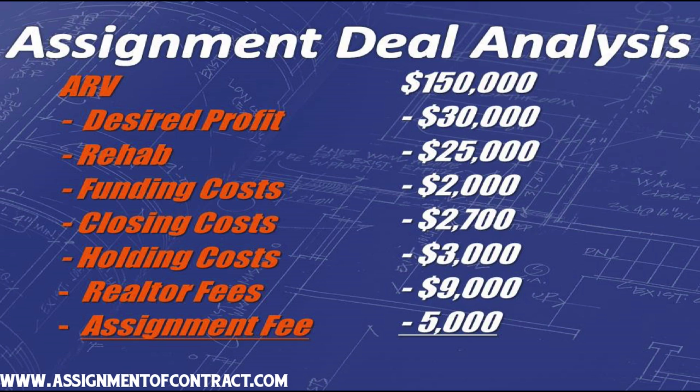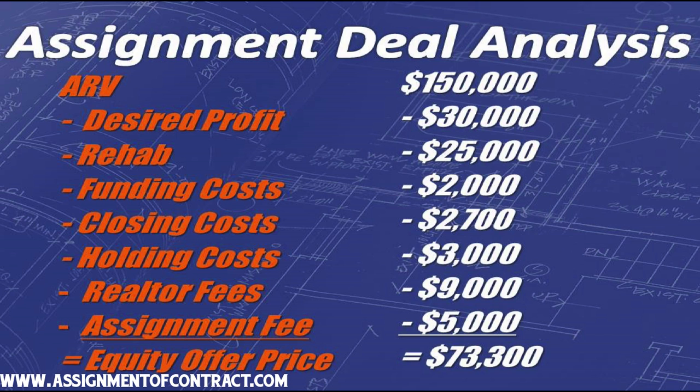You'll then have the assignment fee, and in this example's case, I put in $5,000. You can put in $10,000, you can put in $20,000, you can put in $30,000 as an assignment fee. Typically, I've seen assignment fees anywhere from $2,000 to $10,000. It can be more depending on what's what, but it also depends on how much that investor is willing to pay you for it. So the equity offer price on this transaction is $73,300. That's the maximum we can offer on this transaction to get our $5,000 profit on the deal.